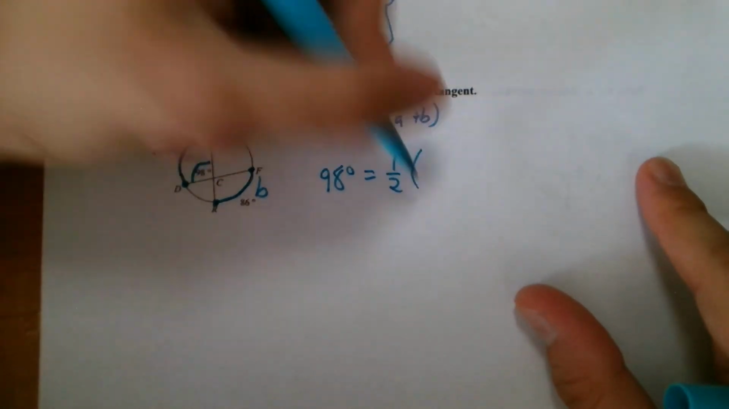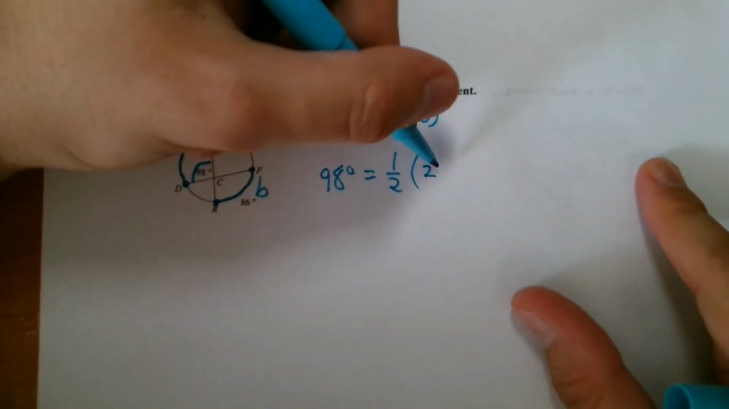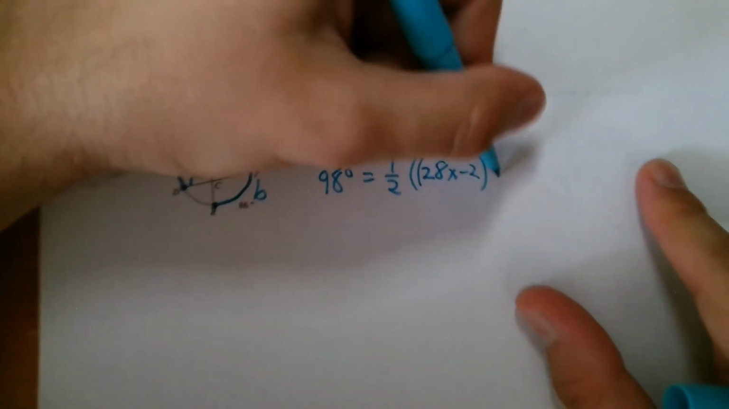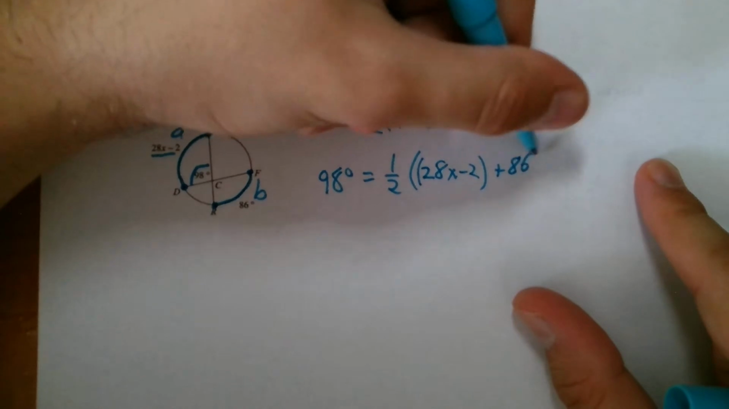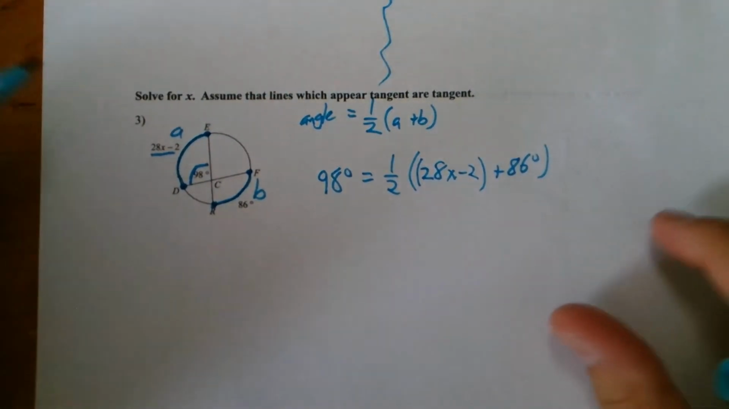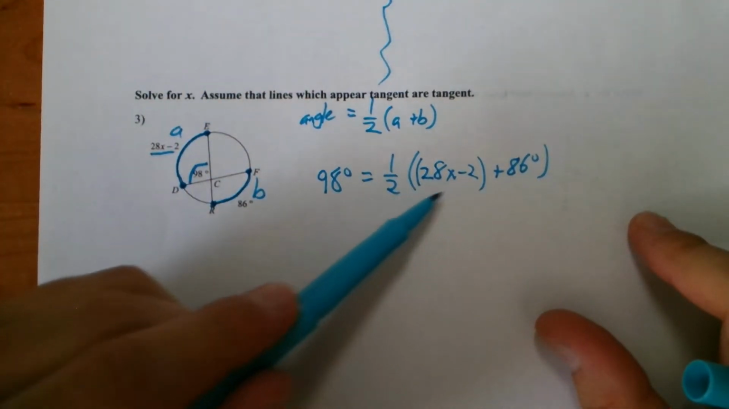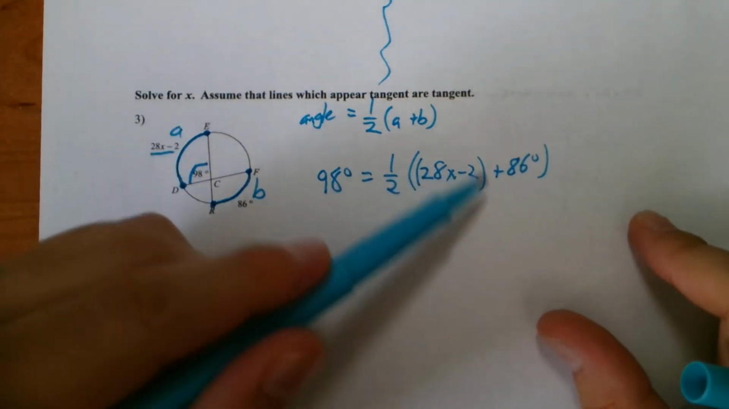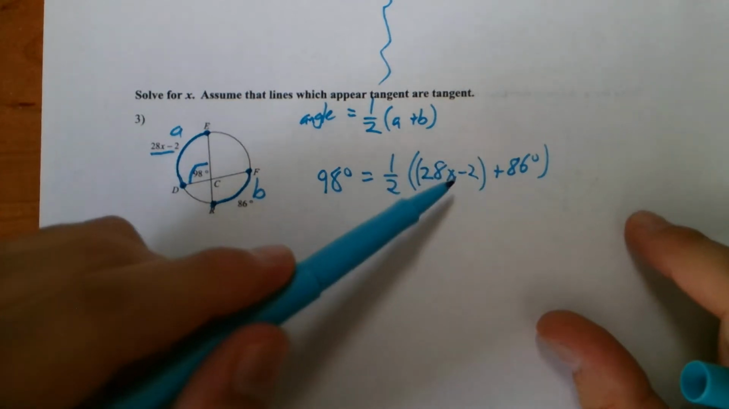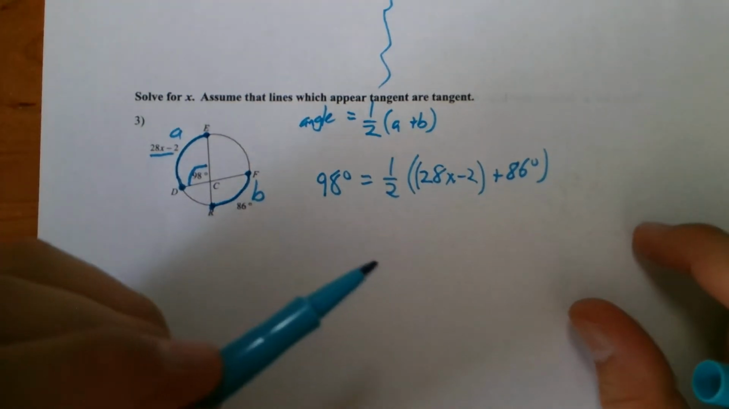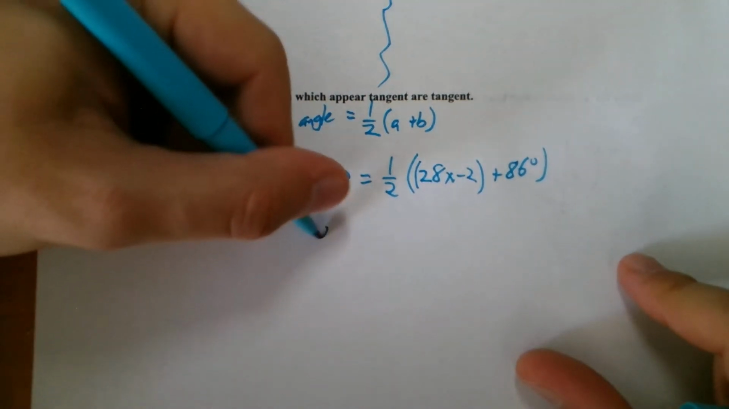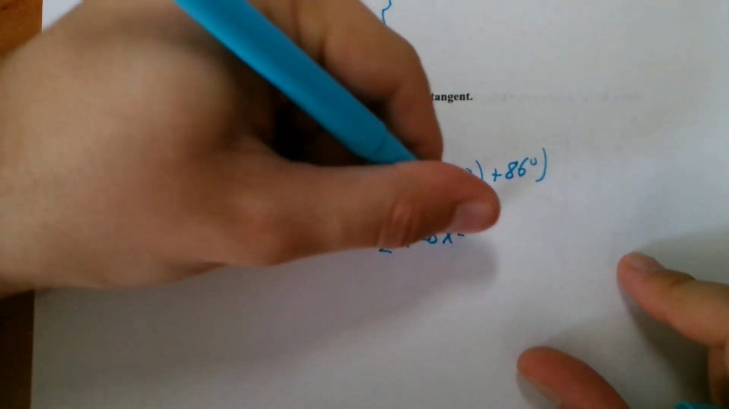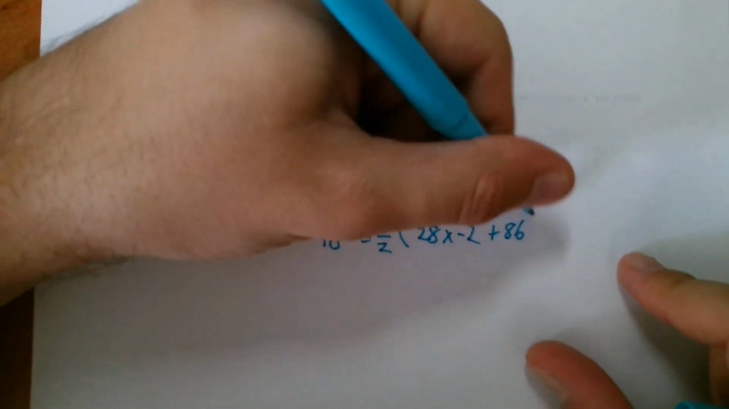Keep the 1/2. And then when I plug in A, I'm going to plug in all of this: 28x minus 2 plus B, which is 86 degrees. Okay. And I put this in parentheses just to show that's the measure of a single arc. But later on, when we do stuff involving subtraction, it may be important to keep those parentheses. But I technically don't need them in this case. I could also write it like this: 28x minus 2 plus 86.